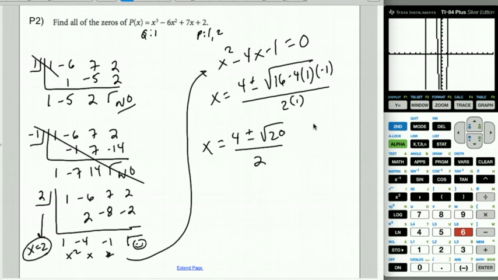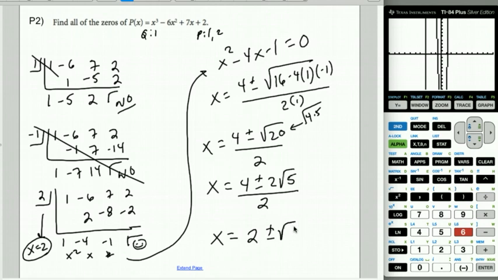Now that's not wrong, but it's probably better if you recognize that 20 is a 4 times a 5, right? So you can pull that root 4 out and make it a 2. So you would get x is 4 plus or minus 2 root 5, because when you pull the root 4 out, it becomes just a regular 2. So your final answer would be 2 plus or minus root 5. And those would be your 3 roots, right? There's this one, and there's these 2 here. Again, this is not wrong, but you're more likely to see it as a simplified answer.